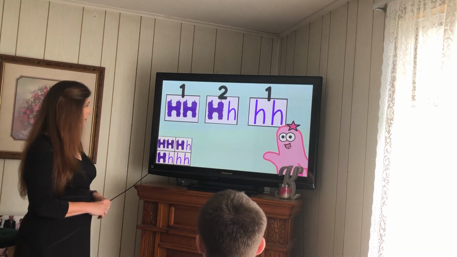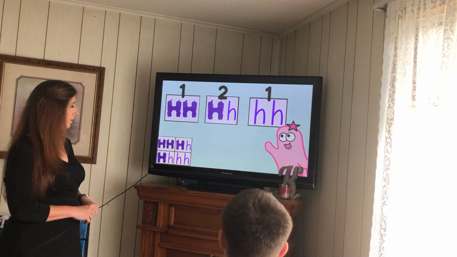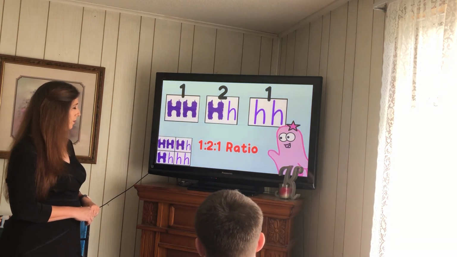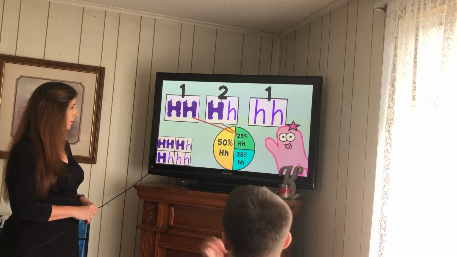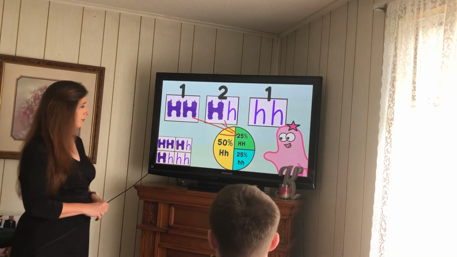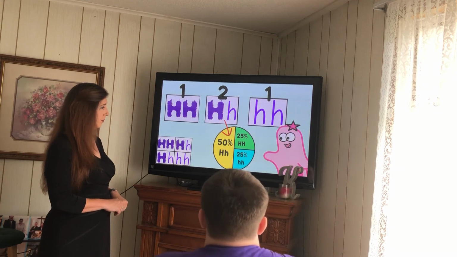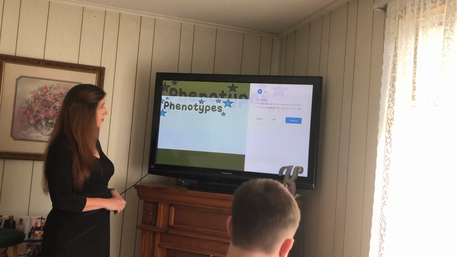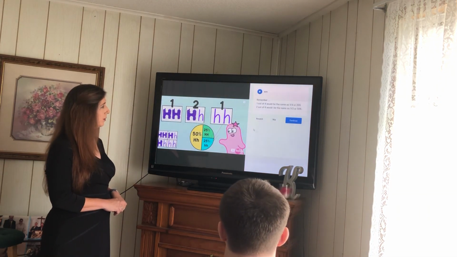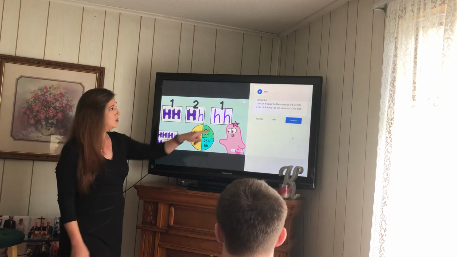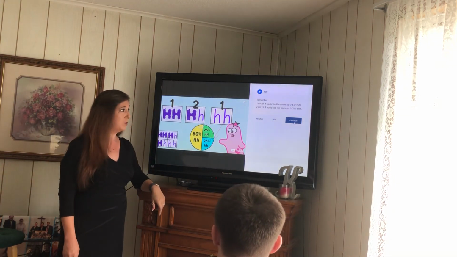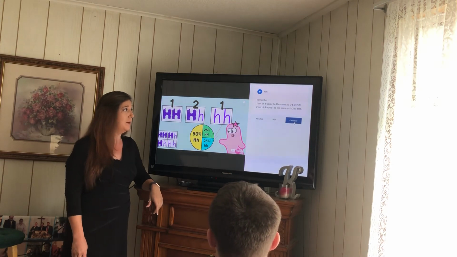I could even turn that into a genotype ratio of 1 homozygous dominant to 2 heterozygous to 1 homozygous recessive. Or a percentage. 25% are homozygous dominant, 50% are heterozygous, and 25% are homozygous recessive. This is just a side note. Remember, 1 out of 4 would be the same as 1/4 or 25%, and 2 out of the 4 would be the same as 1/2 or 50%.